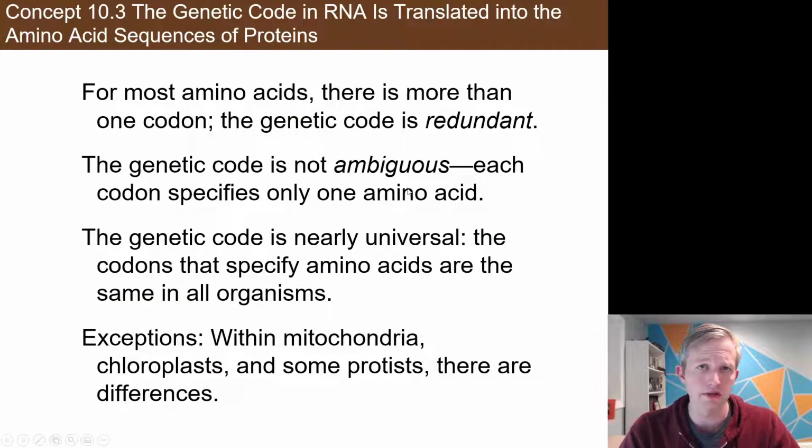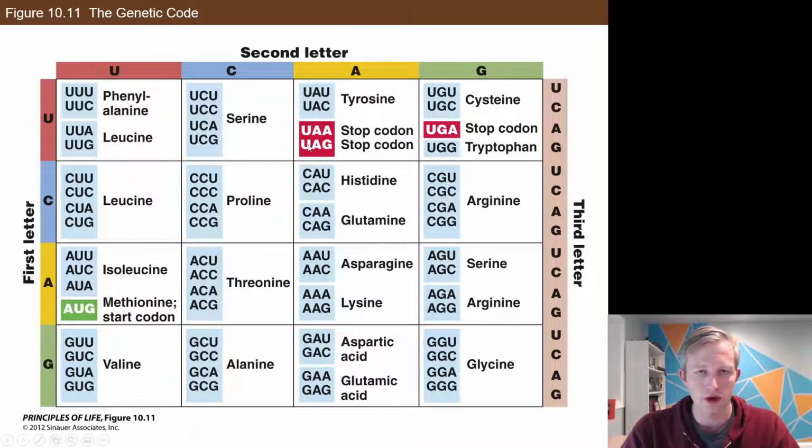Here is the codon chart, and just talking a little bit about this, it's important to know right off the bat two things. The genetic code is very redundant, and it's also not ambiguous. And what that means is that each codon codes for only one amino acid. It is very specific, coding for one amino acid.